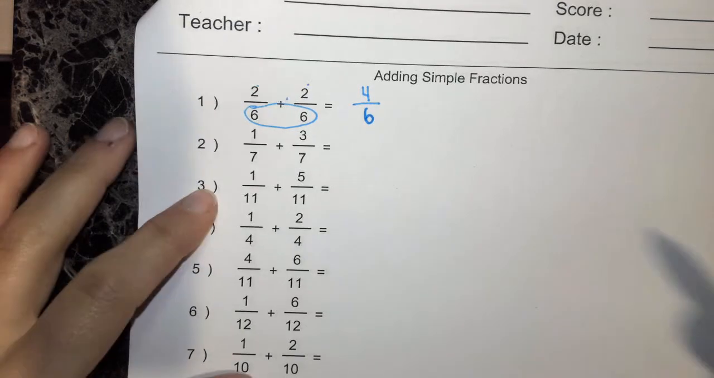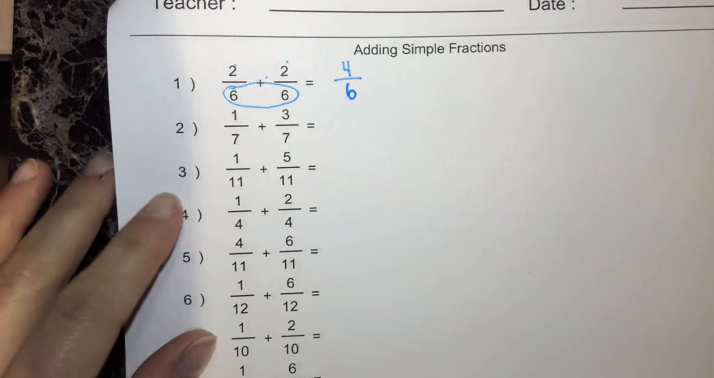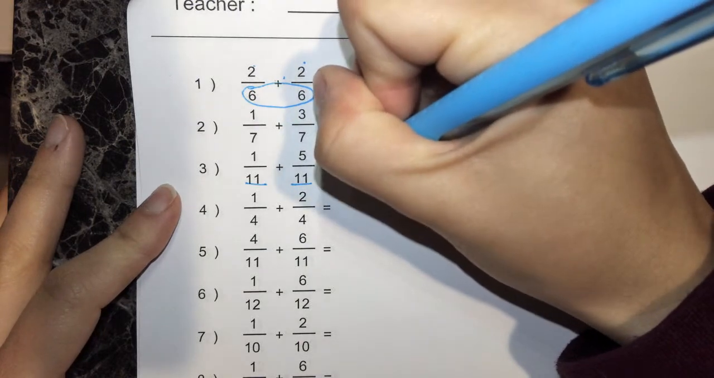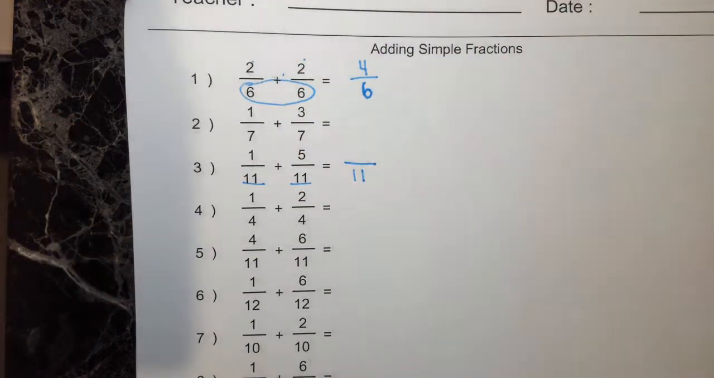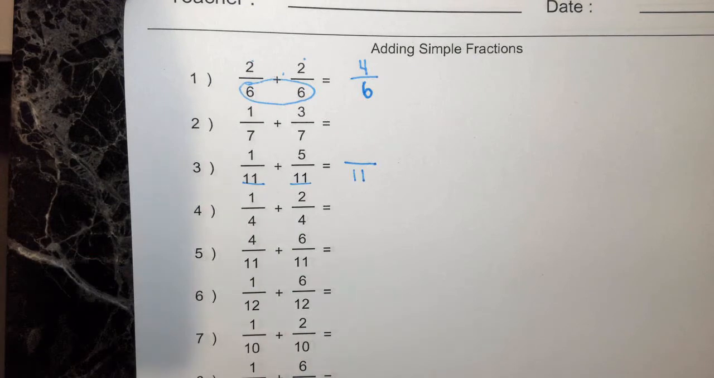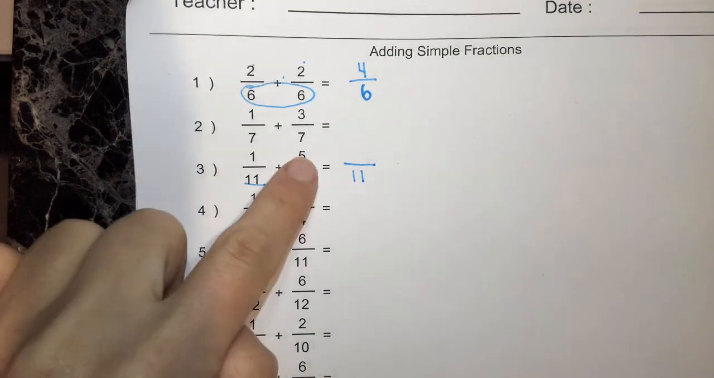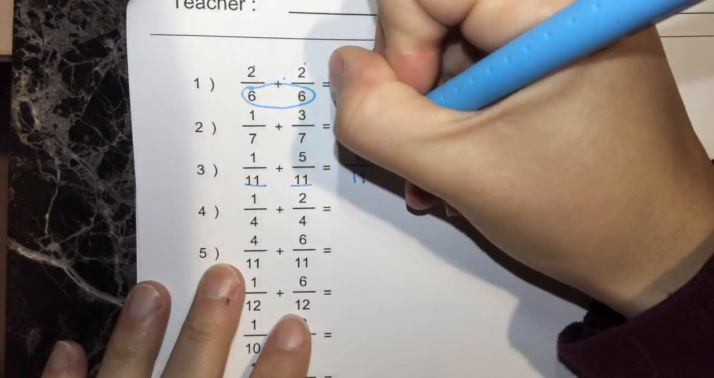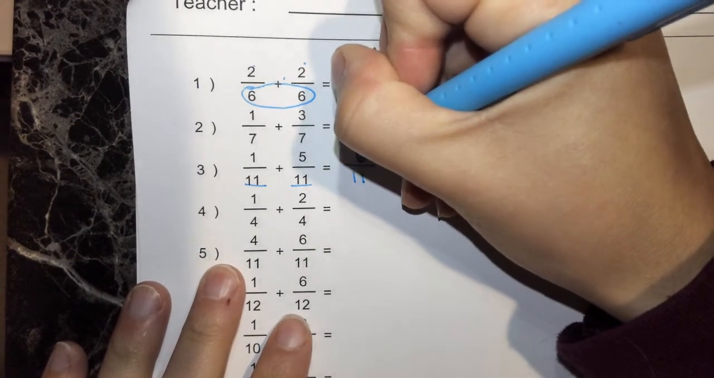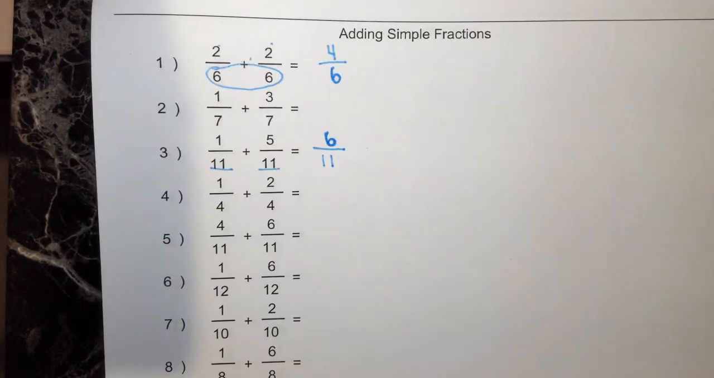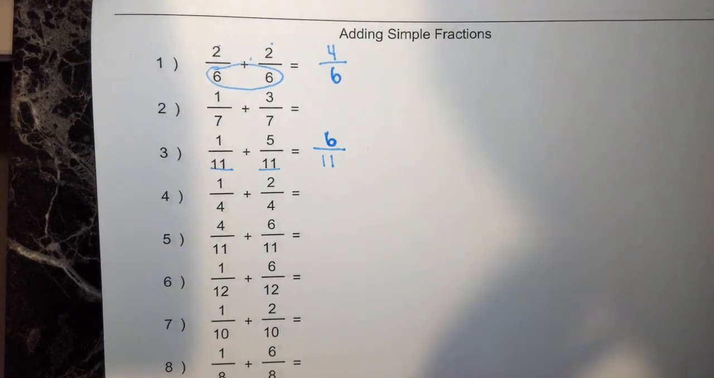So let's look at number 3. Number 3, if I look, my denominator, they are both 11. That means my answer would be 11. Now, they're both the same. I wrote the denominator already, so that means I can add the top. 1 plus 5 is 6. And 1 11th plus 5 11ths is 6 11ths. This might seem super easy. It should be, hopefully. The main thing is you have to look at your denominator.